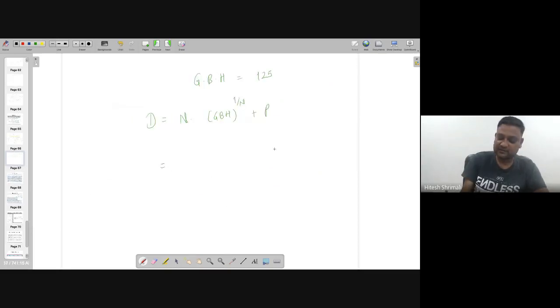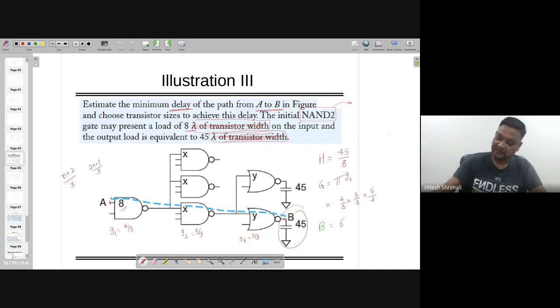So when I'm keeping this, where n is equal to 3 multiplied by 125 raised to 1 by 3 plus 12, that will be your overall delay. So 3 multiplied by 5, 15 plus 12 is going to give me 27, right? So this is the total delay going from path point number A to point number B.